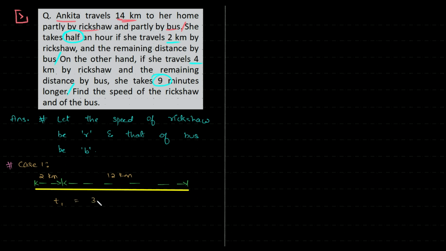So time here is 30 minutes in total. Remember the total journey. Okay, the total time taken, you can call it as TT. Total time for the first case is 30 minutes, right? And this would be r kilometers per hour and this would be at a speed of b kilometers per hour. And similarly we have case 2.